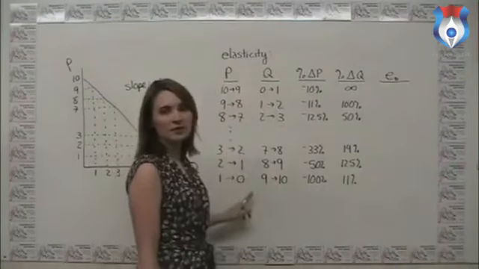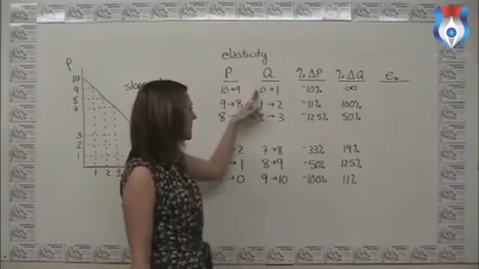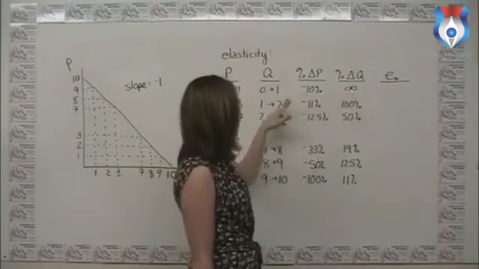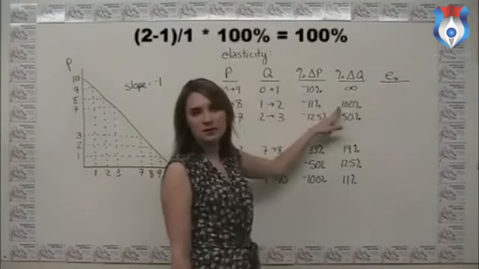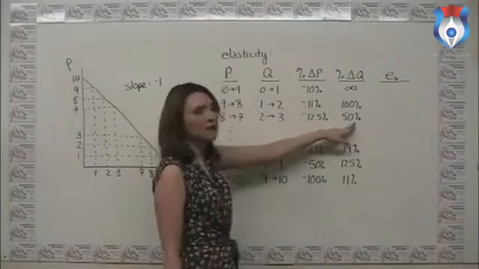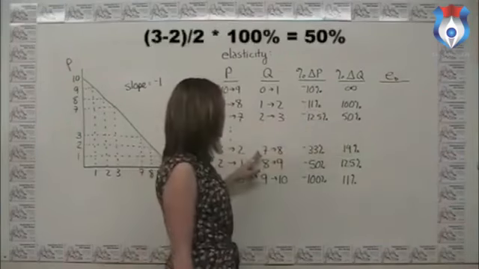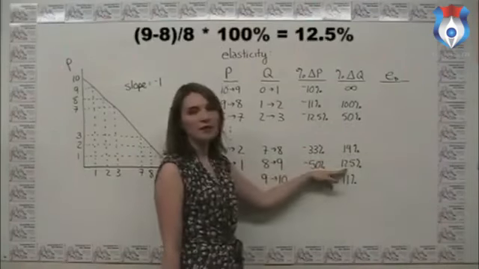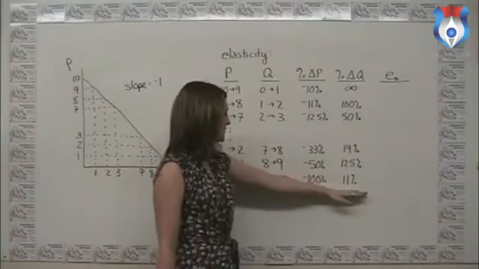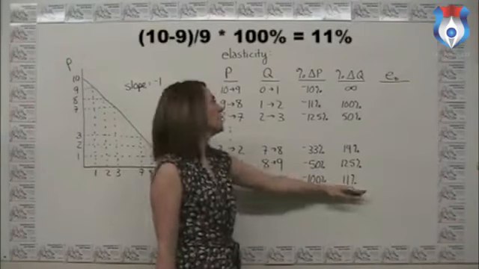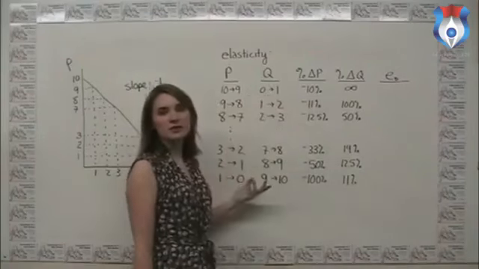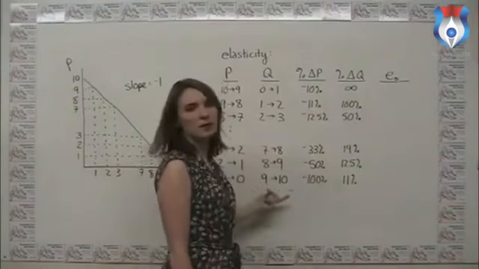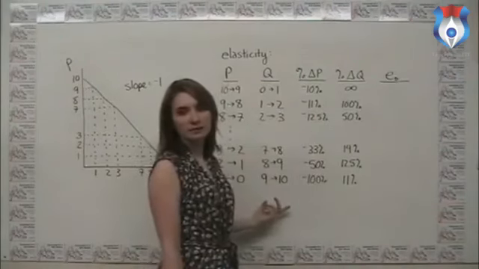Correspondingly, we can see the percent increases in quantity. As we go from 0 to 1, that's actually an infinite percent increase. Going from 1 to 2, that's a 100% increase. 2 to 3 is a 50% increase. 7 to 8 is a 14% increase. 8 to 9 is a 12.5% increase. And 9 to 10 is an 11% increase. Notice here that we're either increasing or decreasing by 1 unit each time, but they translate to smaller percentages when the numbers that we're talking about are bigger.